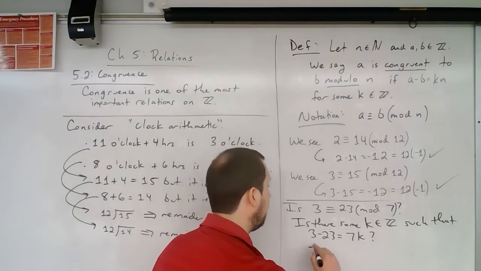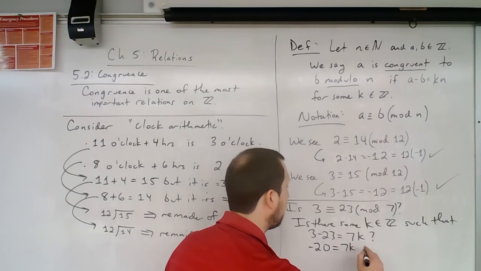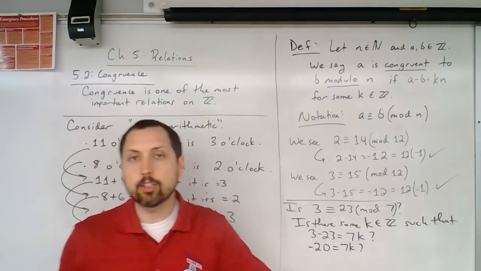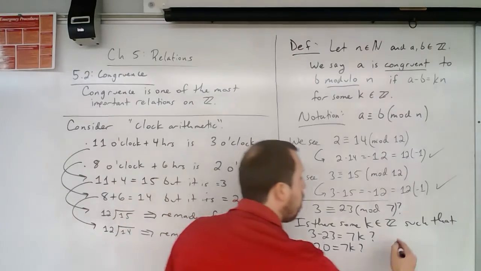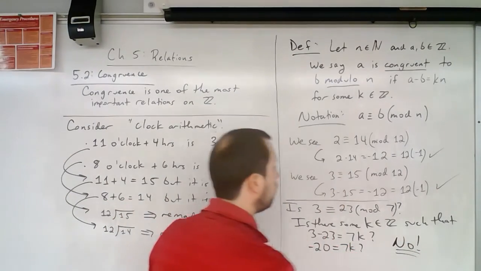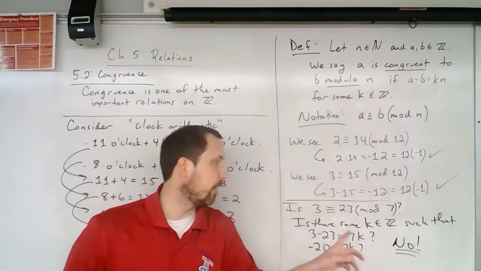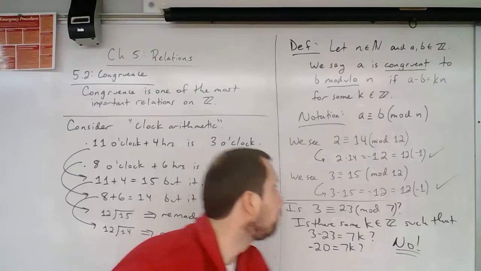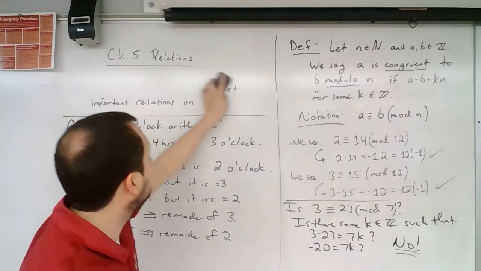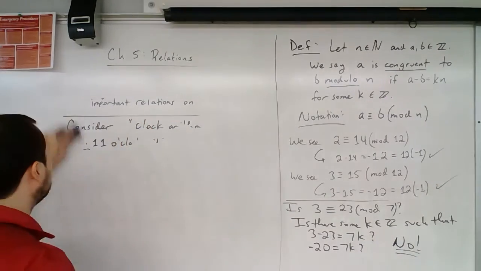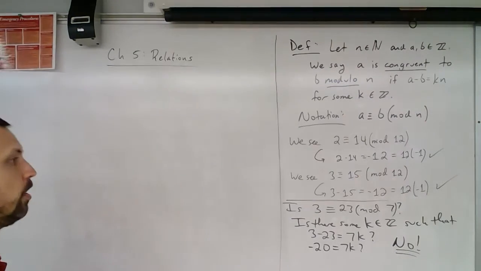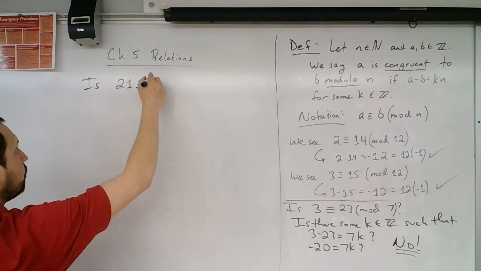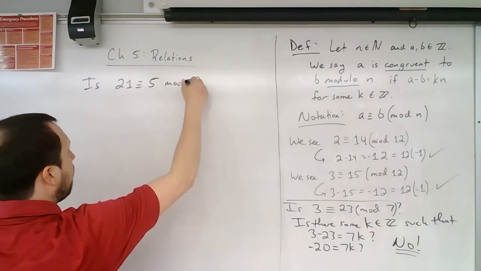Well, this becomes negative 20 is equal to 7k. Is there some integer k that this is true? Well, no. So this is not true. 3 is not congruent to 23 mod 7. But then if we look at a different example, we could ask, say, is 21 congruent to 5 mod 2?